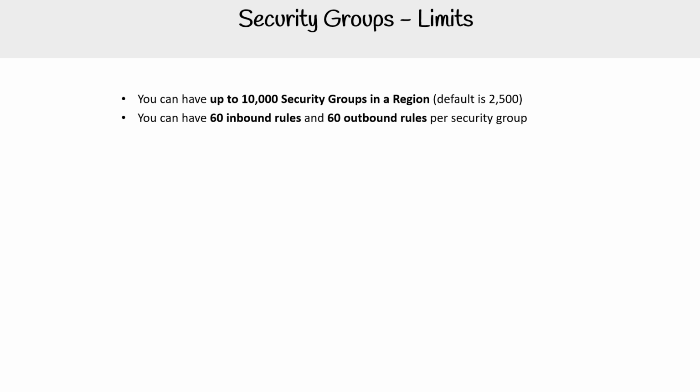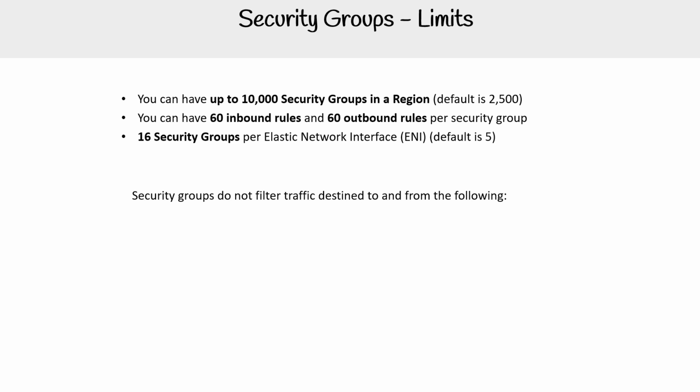There are some limits that you should know about security groups. You can have up to 10,000 security groups in a region. The default is 2,500, but through a service limit, we can increase that. You can have 60 inbound rules and 60 outbound rules per security group. I don't believe there is a service limit to increase that. You can have 16 security groups per Elastic Network Interface, the ENIs. I couldn't remember the name earlier, but the ENIs is, again, the most important thing to remember. The default is 5, apparently.